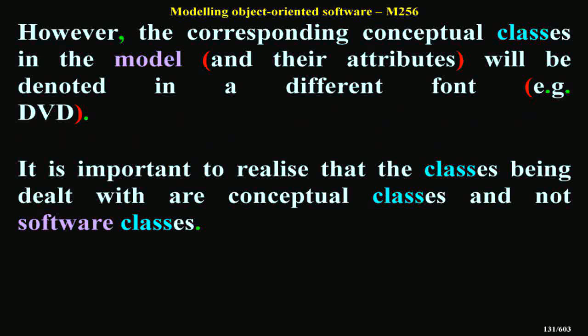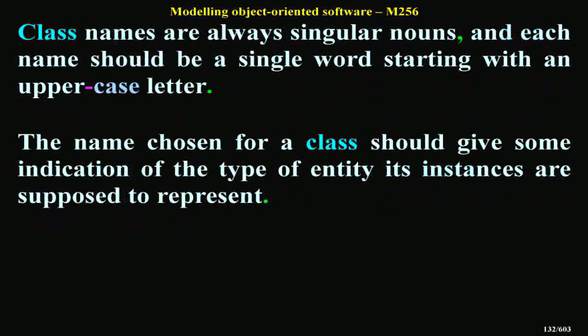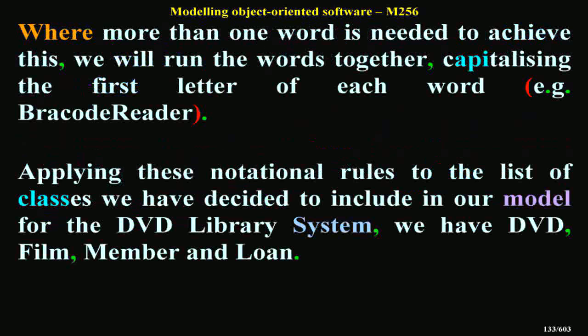It is important to realize that the classes being dealt with are conceptual classes and not software classes. Class names are always singular nouns, and each name should be a single word starting with an uppercase letter. The name chosen for a class should give some indication of the type of entity its instances are supposed to represent. Where more than one word is needed to achieve this, we will run the words together, capitalizing the first letter of each word, e.g., BrickcodeReader.